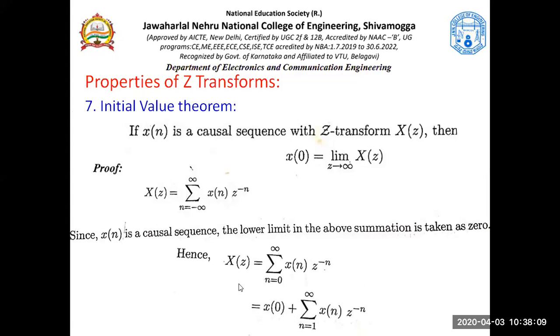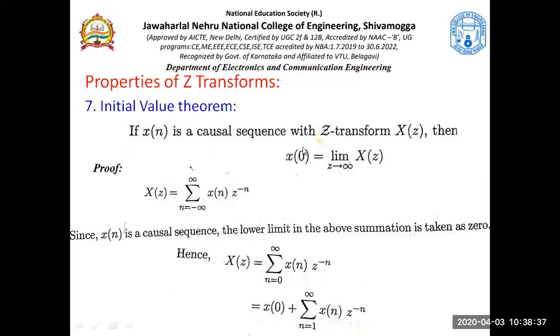0 to infinity. Now from that 0 to infinity, I want to take the 0th sample out. If you take the 0th sample out, it is x of 0 into z power 0. So z power 0 becomes 1, and you will be left with x of 0. Then what is remaining in this summation? All other samples except 0. So the summation would run from 1 to infinity of x of n z power minus n.